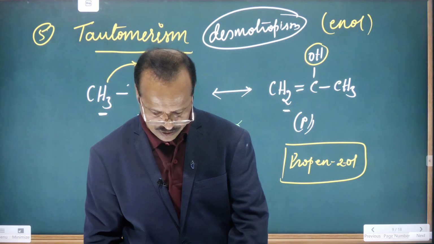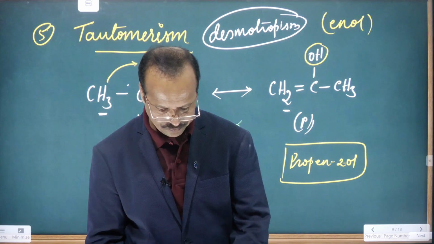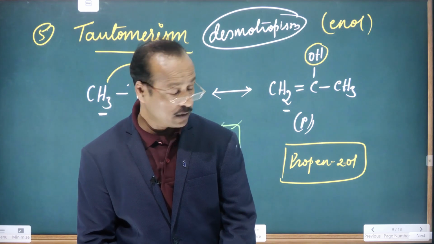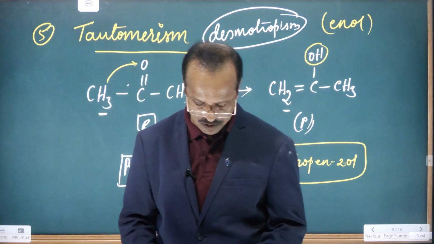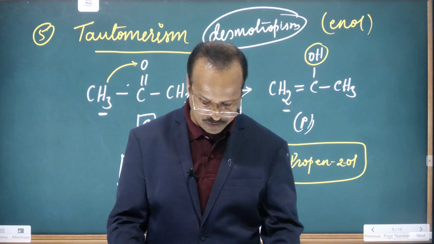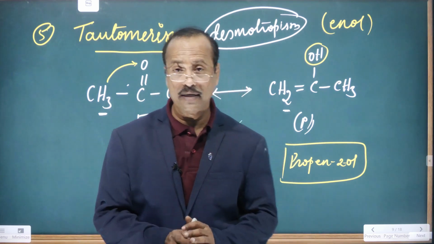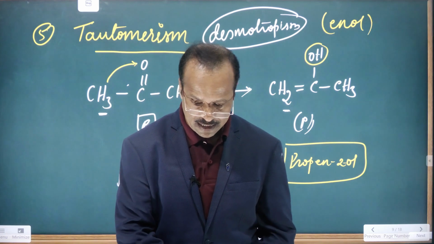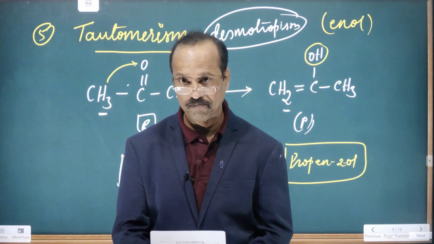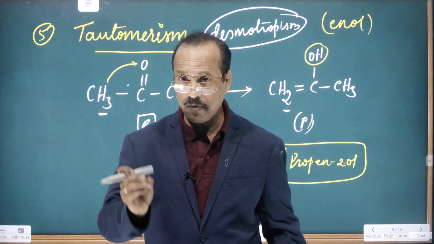That's all, students. With this, topic synopsis 1 is finished. Once again I'll discuss briefly, then we go to the practice sheet. So once again briefly, let us see here. This chapter is what? Isomerism. Isomerism is what?